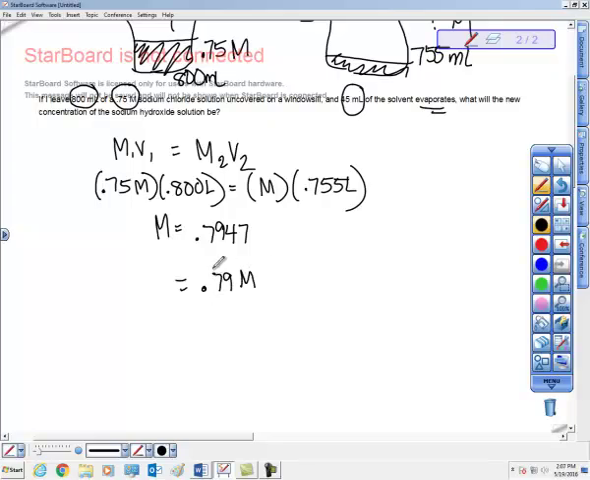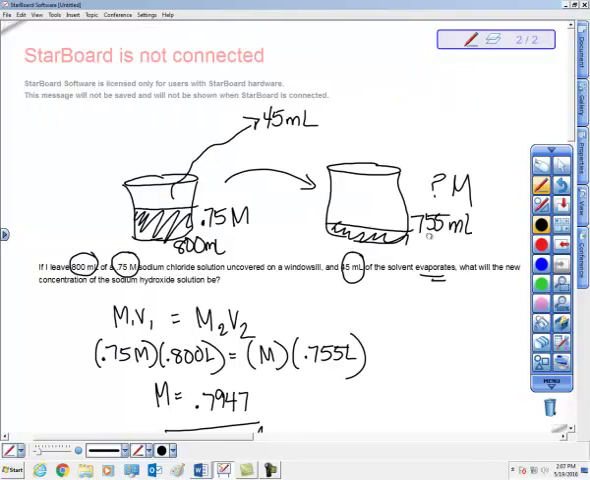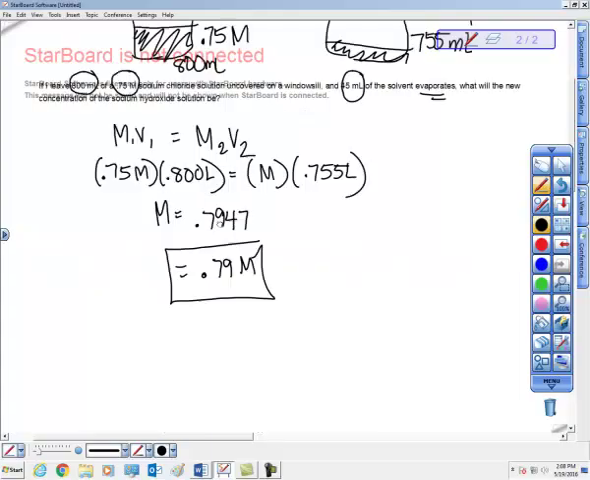If you said 0.8, that's close enough. But let's just make sure. Does this make sense? Did it get more concentrated? It should have, because when a solution evaporates, you're losing some of the water. So 0.75 was the initial, 0.79 is the final. So yeah, that makes sense. We're good.